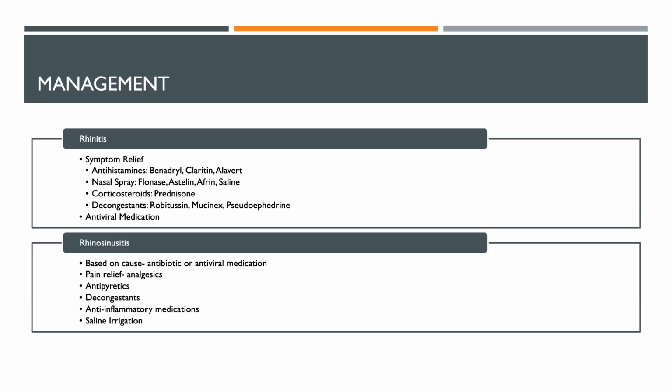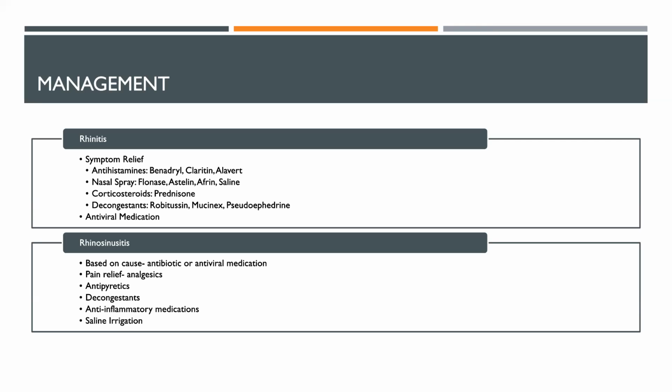Management of rhinitis would be symptom relief, so we could provide antihistamines such as Benadryl, Claritin, and Alavert, nasal spray such as Flonase, Astelin, Afrin, and saline, corticosteroids such as prednisone, or decongestants such as Robitussin, Mucinex, and pseudoephedrine. If we believe it's a viral infection, we can also provide antiviral medications.